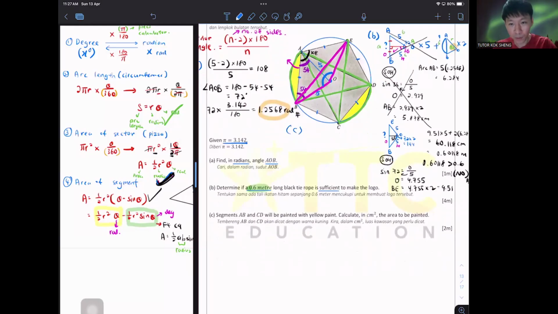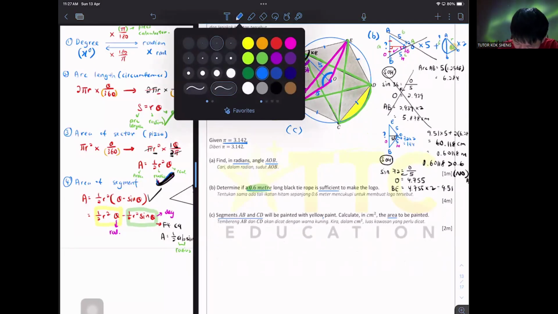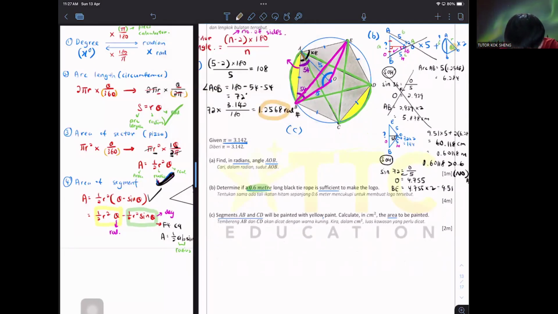Okay, one more, last one, C. Segments A, B and C, which are the yellow color ones, will be painted with yellow paint. Calculate the area to be painted. This one is quite straightforward. These two yellow parts are segments. We go for the segment formula only. Easy. So this time follow back the triangle that I drew just now.